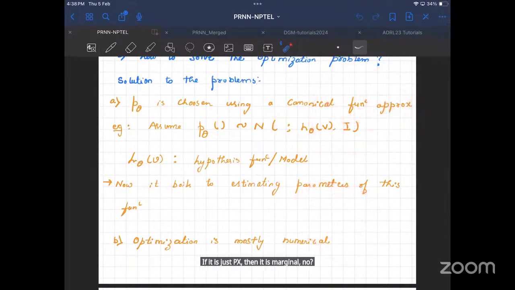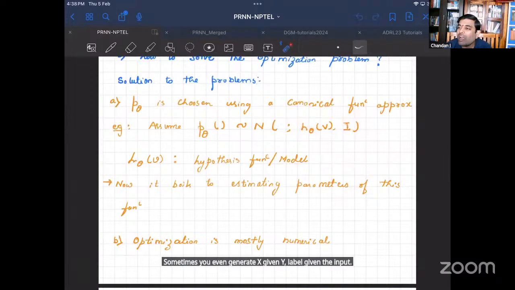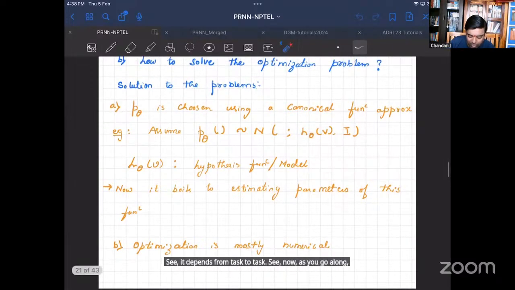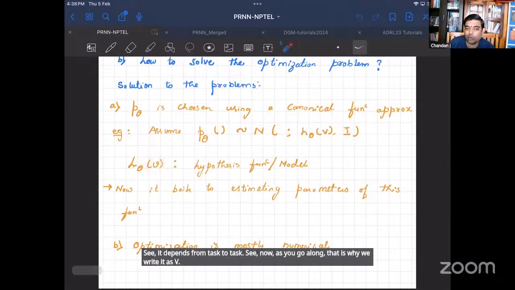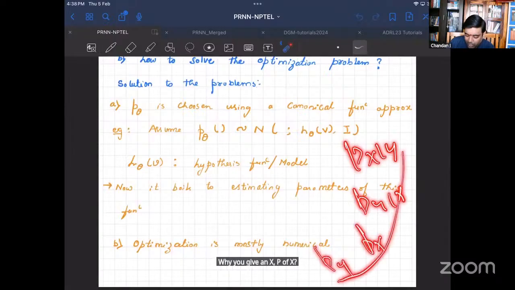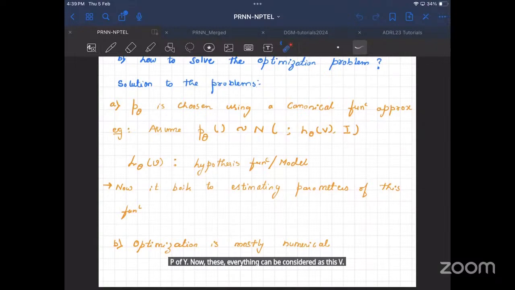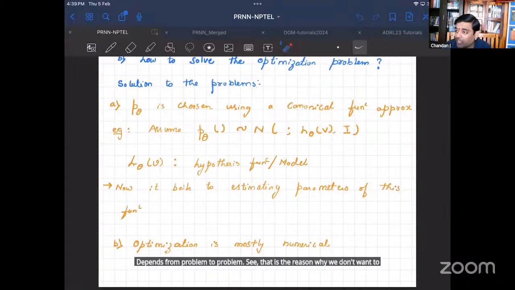But sir, sometimes we even generate x given y, label given the input. See, it depends from task to task. Now, as you go along, that is why we write it as v. We don't want to bring in any of this x given y, y given x, p of x, p of y. These everything can be considered as this v. It depends from problem to problem. That is the reason why we don't want to bring in any of these notions.